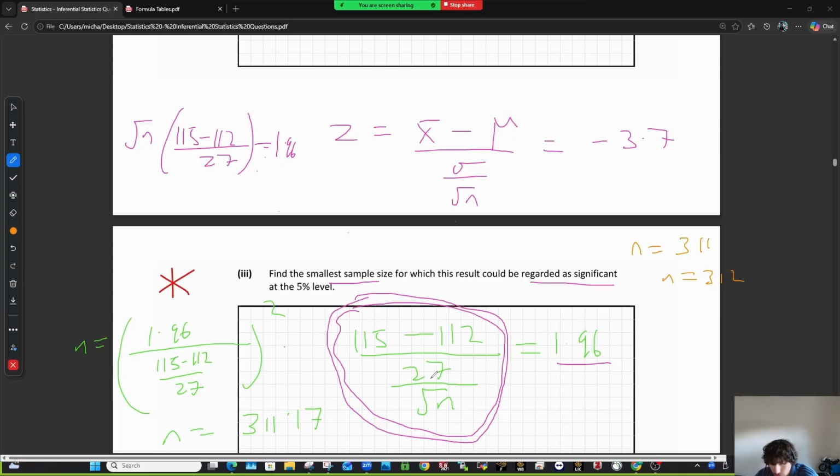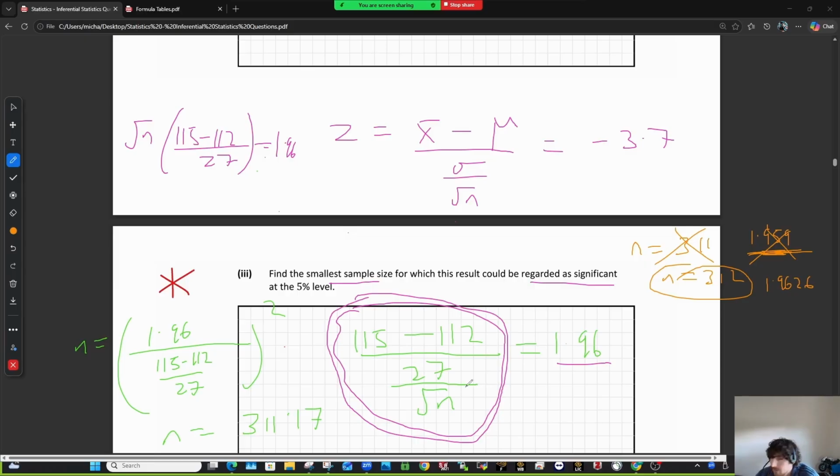115 minus 112 over 27 over the square root of 311. I get this value. This works out as 1.959, and that's not good enough. That's not significant. We wouldn't be rejecting H0 there. So it must be the 312. When I put the 312 in, that just gets us slightly over the 1.96, which is what we want. So this is our guy. This is not our guy because then this isn't significant. We didn't get into the rejection region when we had a sample size of 311.